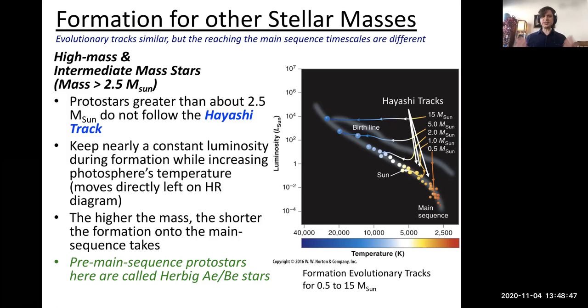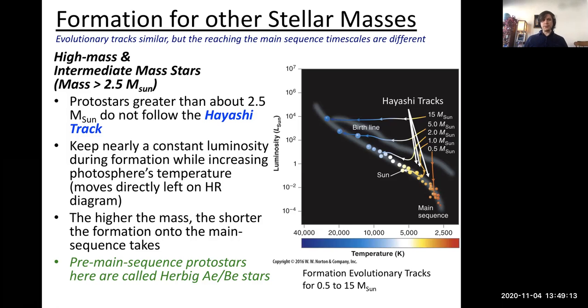So we don't have a Hayashi track for high mass stars. And you see that as you go to lower and lower mass, so here's a 15 solar mass, 5 solar mass, you do have a little bit of a downward dip before you just go over to the left. And by the time you're at a 2 solar mass, so now you're in the low mass stars, you start seeing a Hayashi track emerge.